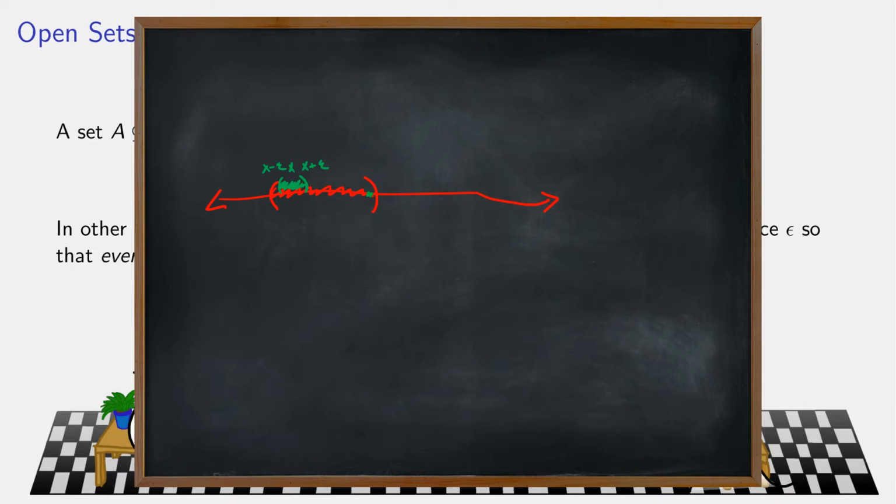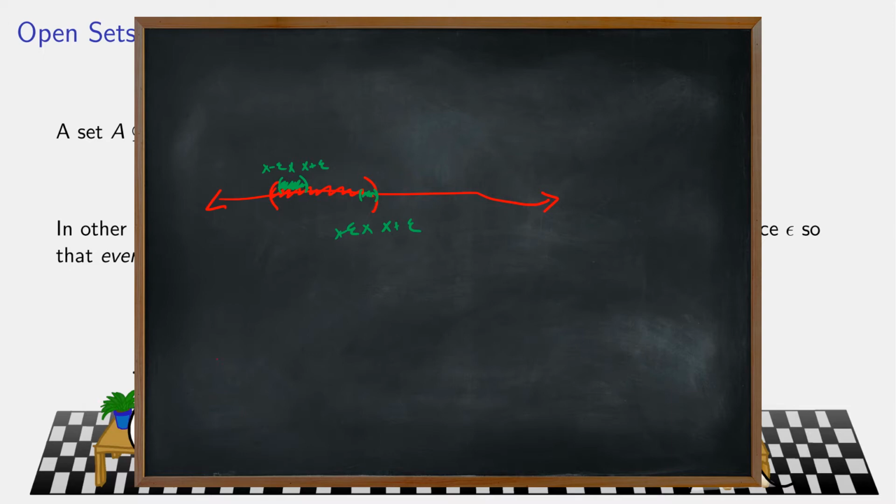What about this point right here? If I call this x, yeah, I can put a tinier little bit around it and go from x minus epsilon to x plus epsilon. So if you can do this at every point in the set, you're what's called an open set.